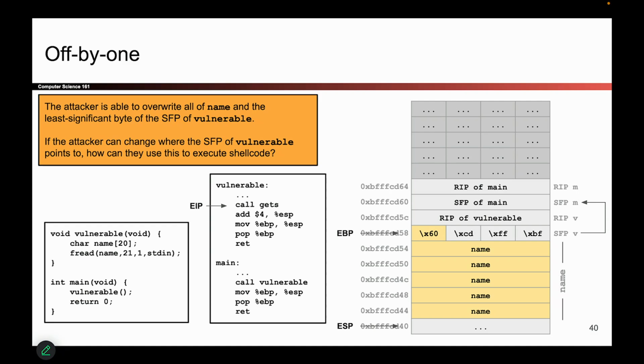OK, so this is the setup of the question. We've drawn our stack diagram. We have reminded ourselves what parts of memory we can and cannot overwrite. And crucially, there's only one byte we can overwrite, which is this lowest byte of the SFP.